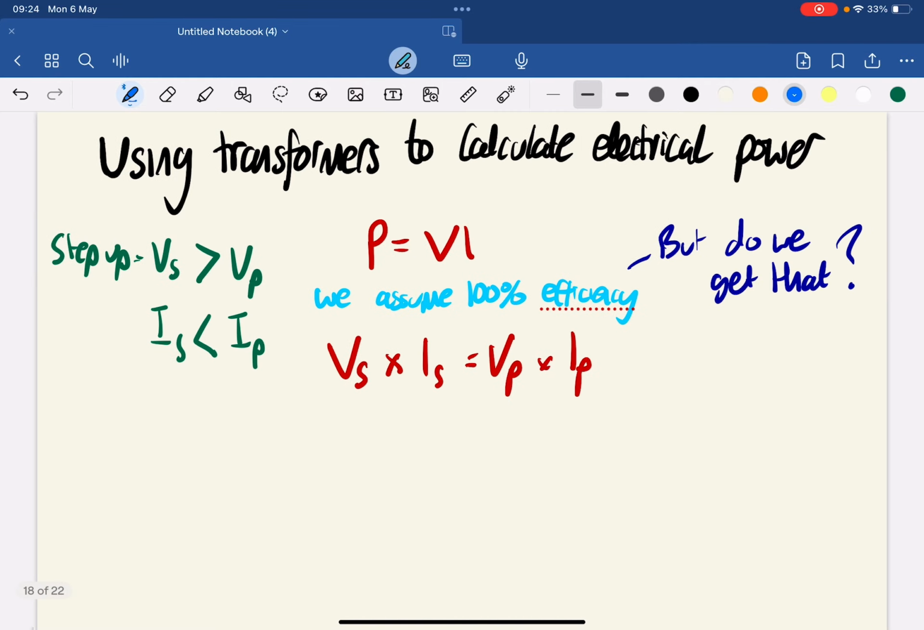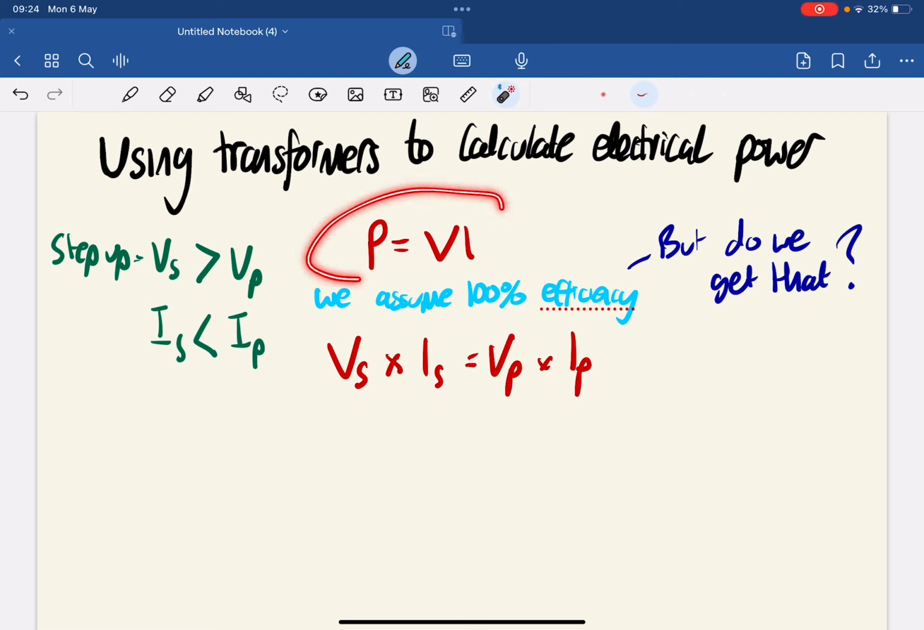And then we need to know about efficiency. Now, transformers potentially are going to lose a little bit of thermal energy, which is transferred to the surroundings, so they're not always going to be 100% efficient. We'd like to think they are, so we'll assume 100% efficiency here, and then we can use this calculation.